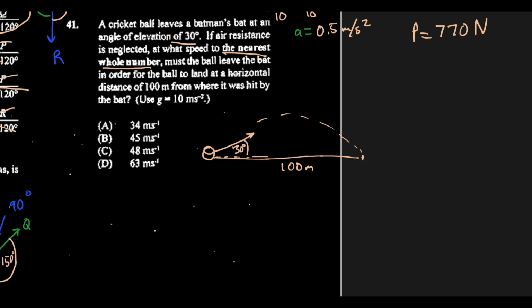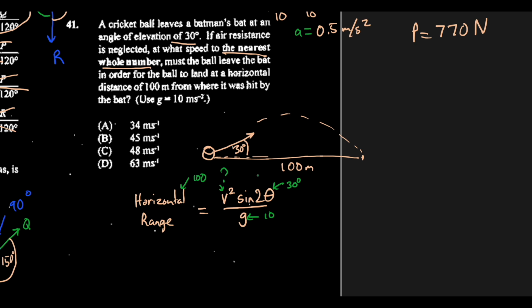So there's actually a formula for horizontal range. The horizontal range is equal to v squared times sine 2 theta over gravity. We have the angle, which is 30. We have gravity, which is 10. We have the horizontal range, which is 100. All we need to find is v. So if I substitute all of these things, I would end up with 100 is equal to v squared sine 2 times 30 over 10.